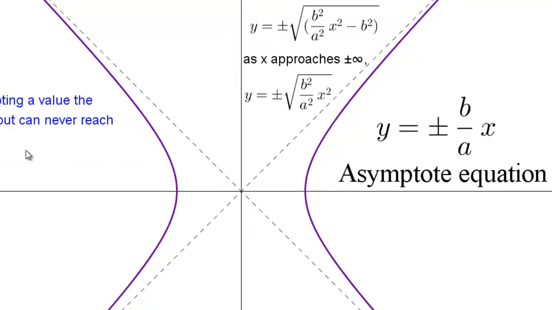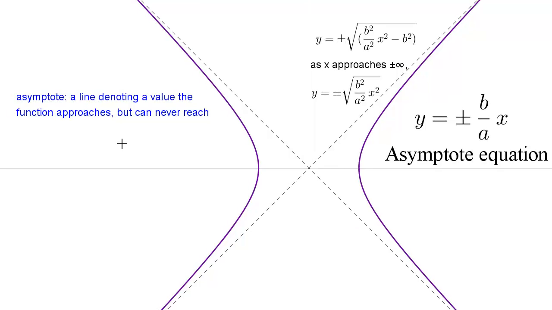And just a reminder from algebra, an asymptote is a line denoting a value the function approaches but can never actually reach. And you can kind of see that starting to happen as this purple hyperbola approaches but does not reach those asymptotes. The equation of the asymptotes is a linear equation in the form y equals plus or minus b over a times x. The one I'm highlighting now is b over a times x. The one I'm highlighting now is negative b over a times x. And these are the equations for the asymptotes of a hyperbola, a line that the function will never quite reach.